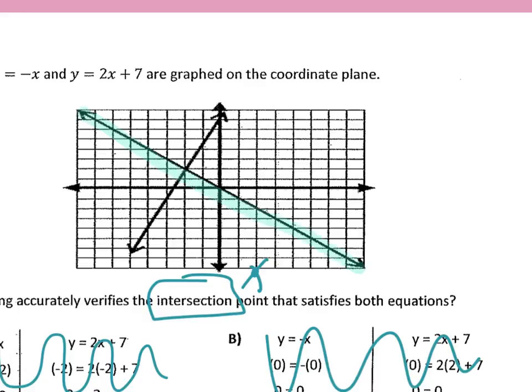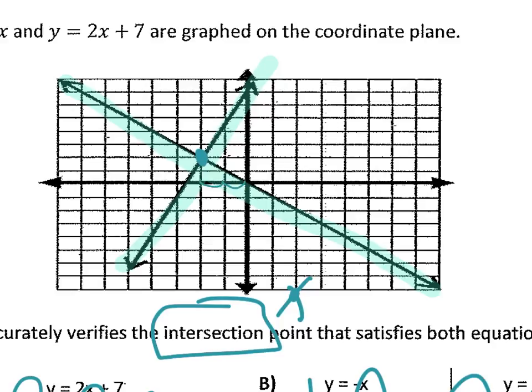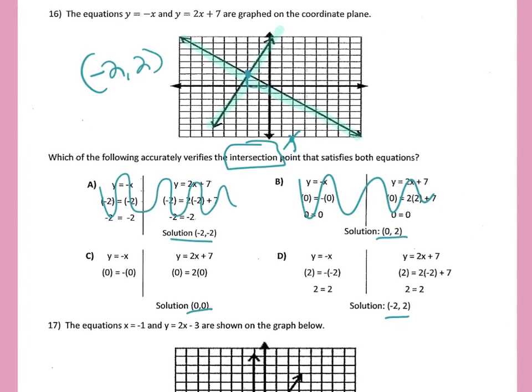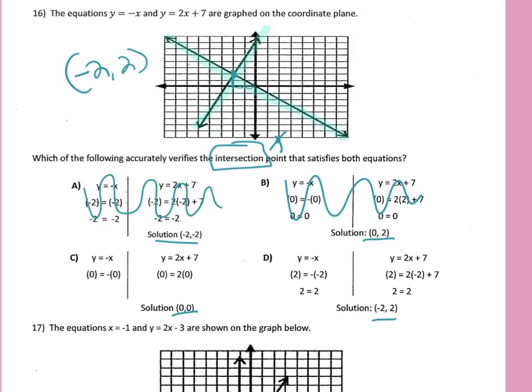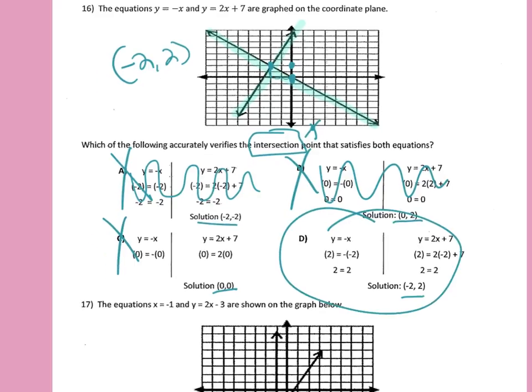So we've got one line here, one equation here, one equation here. So they cross about right here. And so we want to figure out that ordered pair. So it comes over 2, so negative 2, and up 2, so positive 2. So negative 2, positive 2 is the point that I'm looking for. A says negative 2, negative 2. B says 0, 2. That would be right here. That's not right. C says 0, 0. That would be your origin. That is not where they crossed. And D says -2, +2. Perfect.